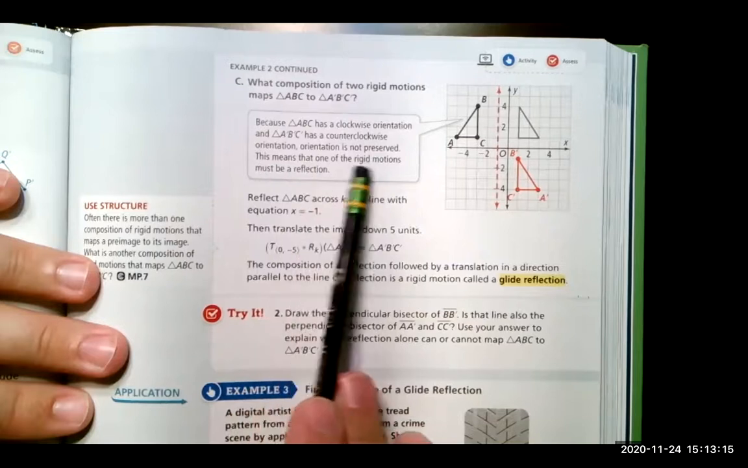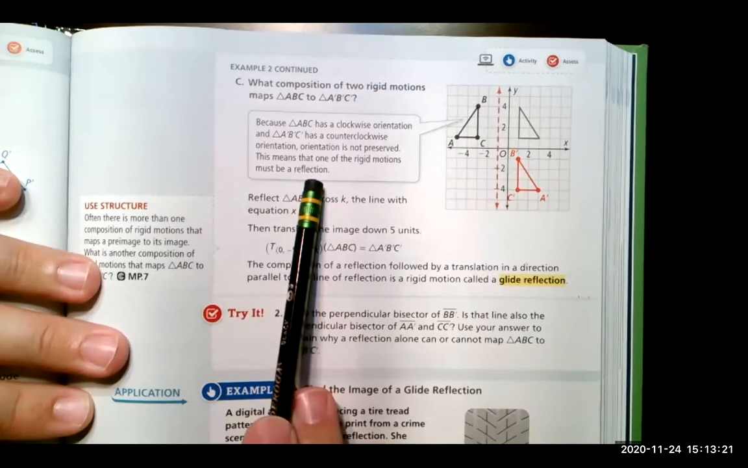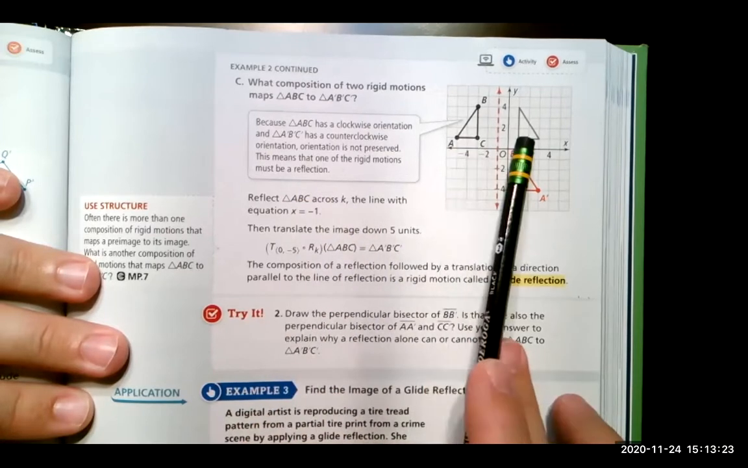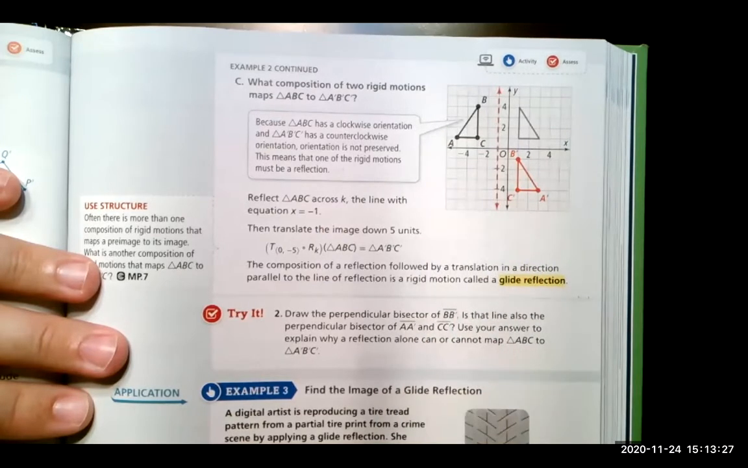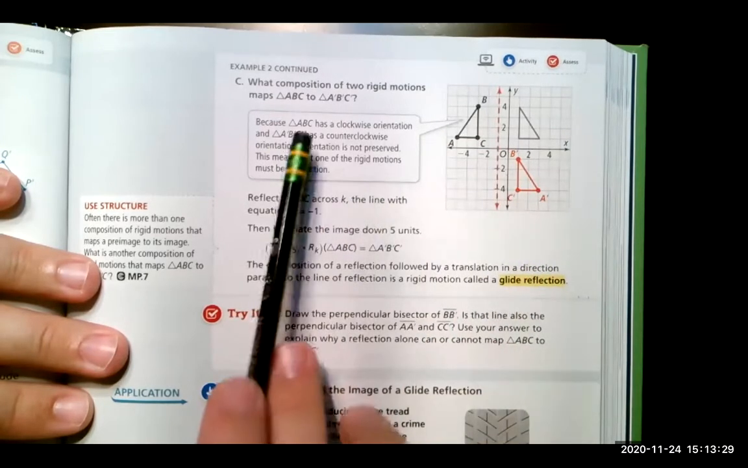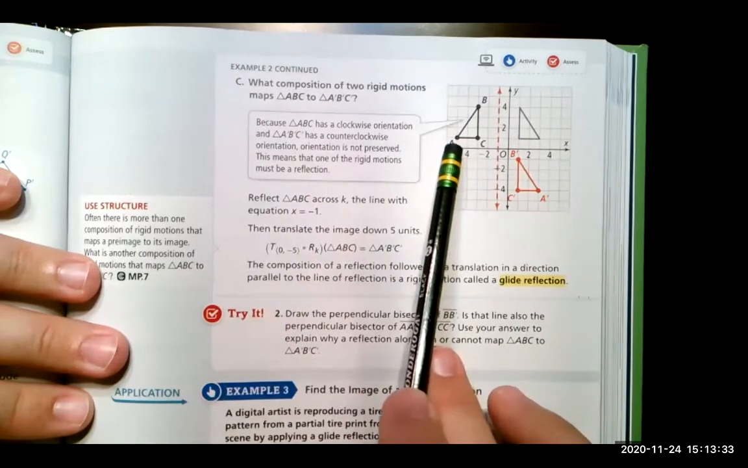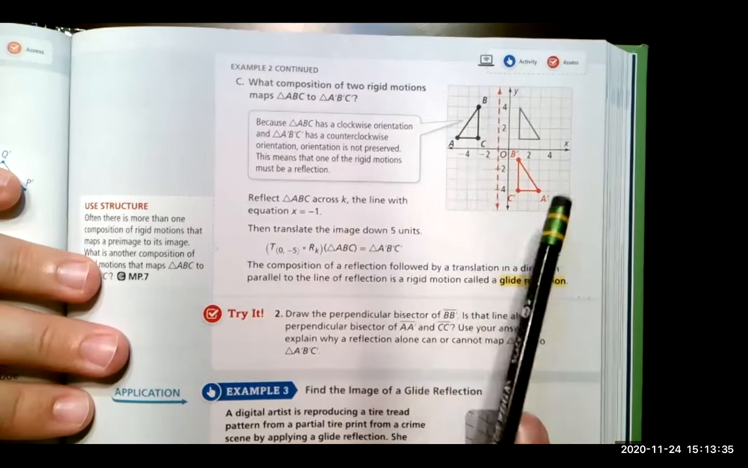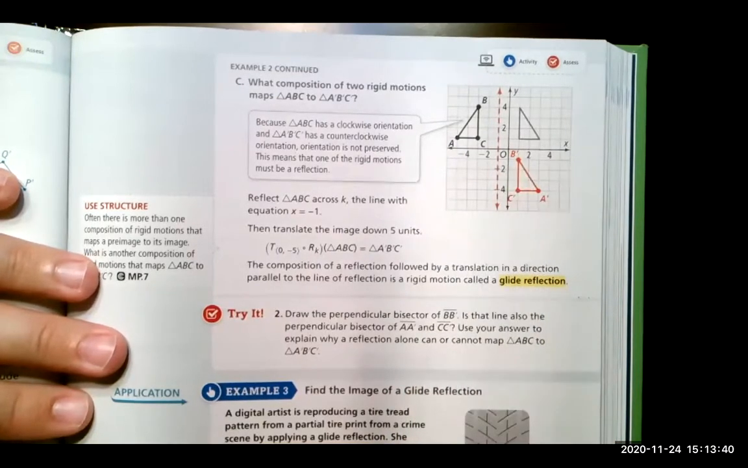This means that one of the rigid motions must be a reflection. So it's not like they just move this right and down. The orientation of those vertices changed. So that's what they're emphasizing there. Because that orientation changed, if you go clockwise, A, B, C, and now it's A, C, B, they must have reflected that image.